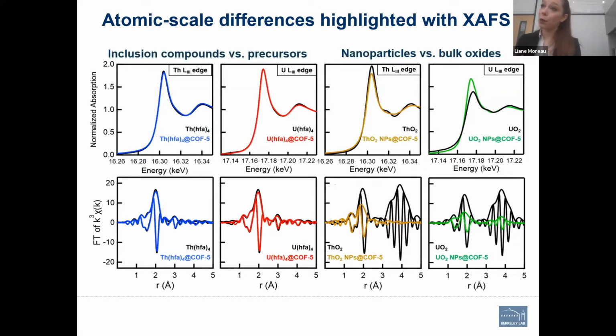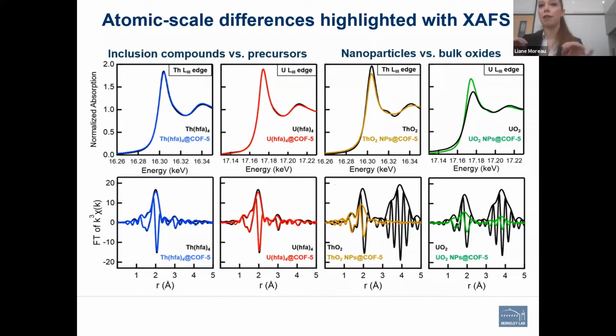And so that was able to give us statistics about the particle size, but still doesn't tell us really anything about the atomic scale information. Again, we couldn't really get that from X-ray diffraction, so we turned to X-ray absorption spectroscopy in order to look at that. And so we both looked at the inclusion compounds as they were incorporated inside of the COF, so just getting that precursor inside of that framework, and that's what we're showing in the plots on the left here. I have XANES at the top and then the XAFS Fourier transforms on the bottom.